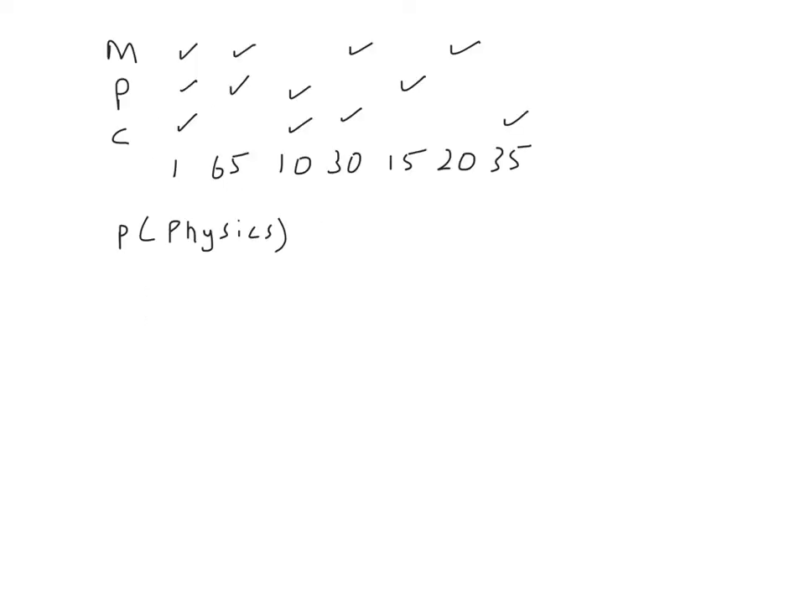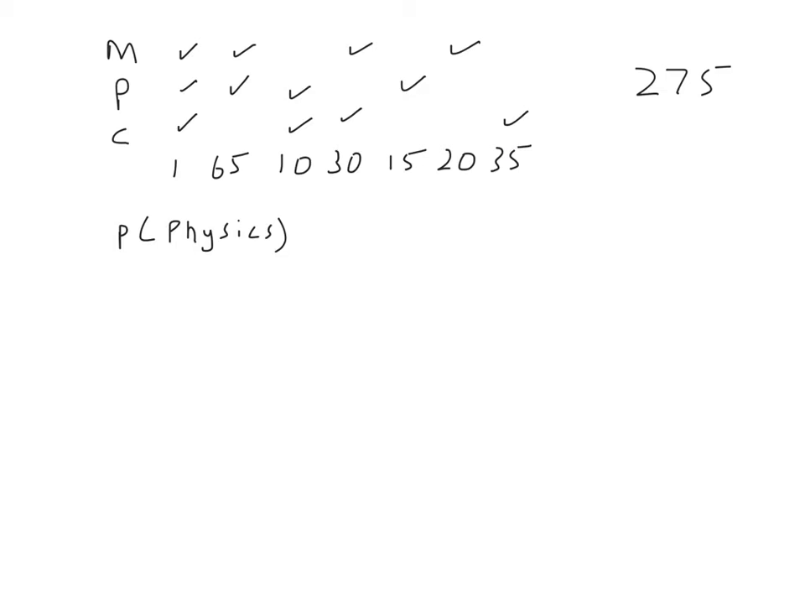Here's an example where a Venn diagram can help. 275 people were asked whether they study maths, physics, chemistry, and in what combinations. One person of these 275 does maths, physics and chemistry. 65 people do maths and physics. 10 people do physics and chemistry. 30 people do maths and chemistry. 15 people do physics only. 20 people do maths only. And 35 people do chemistry only.